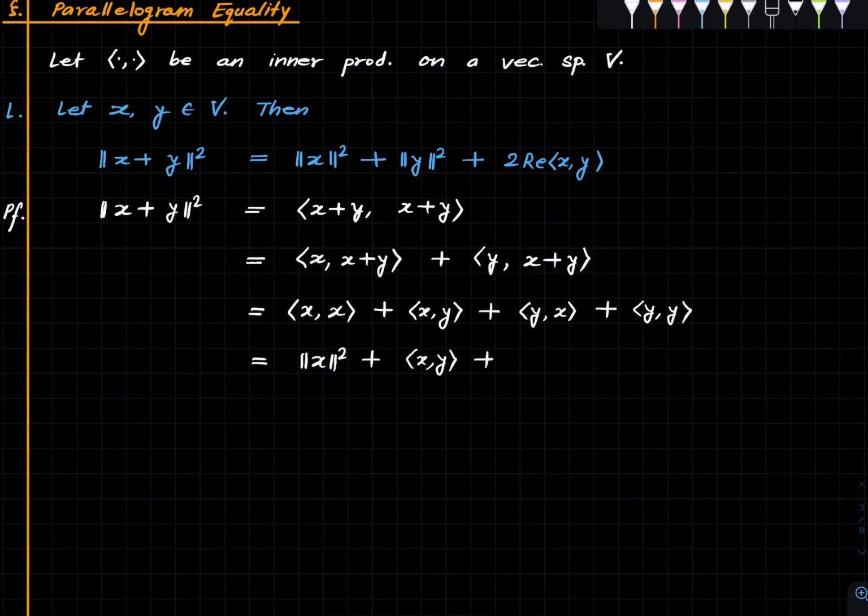This is the complex conjugate of that term, true both in a real vector space or a complex vector space. And a complex number plus its complex conjugate is twice the real part of that complex number. So we get what we had written. Okay, very simple result. But this has an interesting consequence.